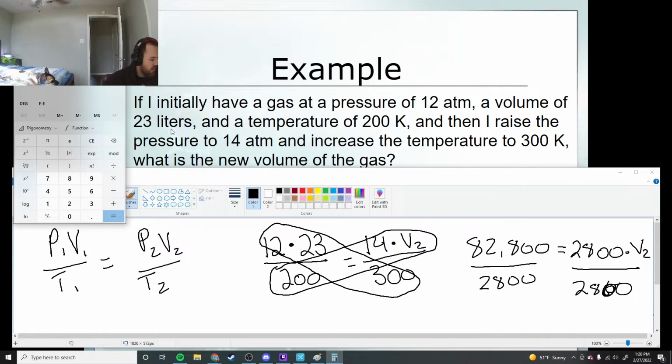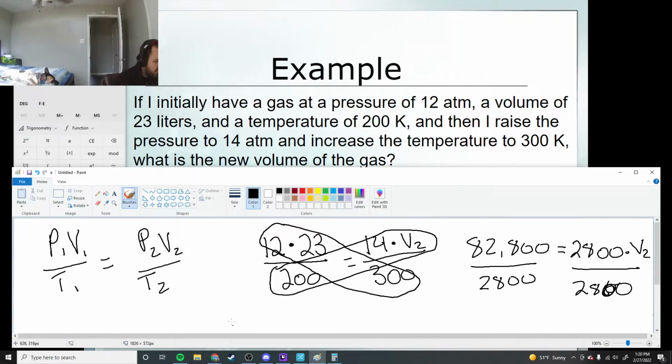And then to find the unit, you just look at what our initial unit was for volume. Initially it was liters, so it's going to end up liters as well. So we should have our answer of 29.57 liters. Final answer.